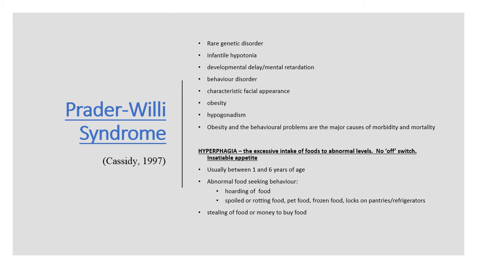Sufferers of Prader-Willi syndrome have very abnormal food-seeking behaviour. They hoard food and they also eat spoiled or rotten food. They steal food. They're known to have to put locks on pantries and refrigerators. It is thought that excessive secretion of ghrelin plays a role in this syndrome, as there is no off switch in that the levels of ghrelin do not decrease after feeding. Therefore, syndrome sufferers are always hungry and are always seeking food.